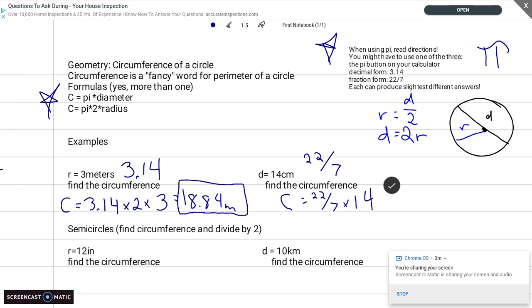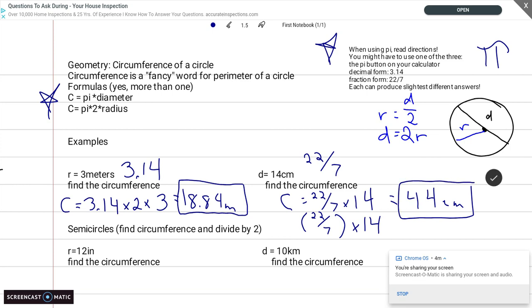Now, a couple things you can do. You could do 22 divided by 7 and hit enter in your calculator, and then multiply that big long digit by 14, or you could plug in 22 over 7 with parentheses and multiply it by 14. Either way, you are still going to get the same answer. When I do this off screen, I'm actually going to get an even answer of 44. So this is going to be 44 centimeters.